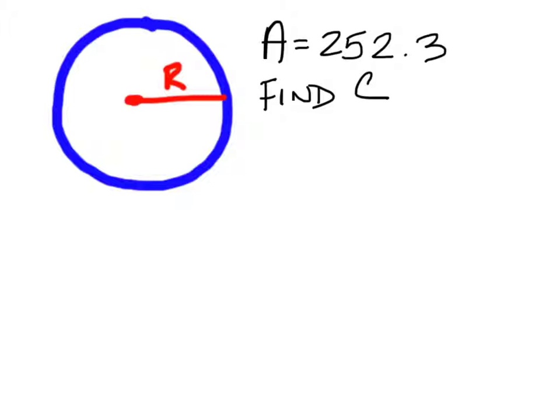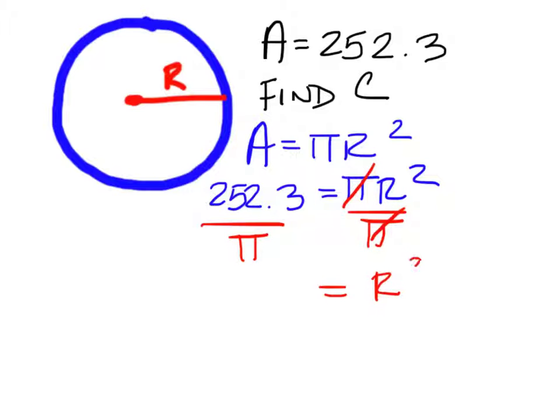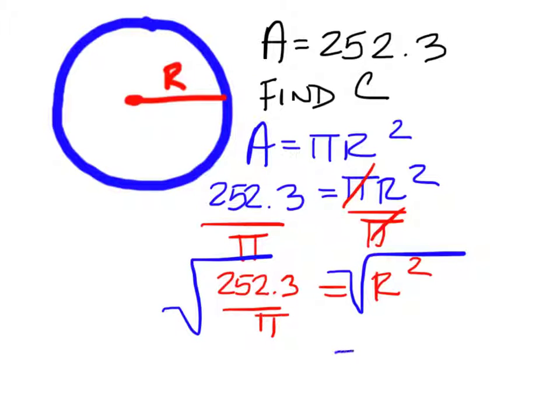So area is A equals pi r squared, and plug in 252.3 for the area, and then keep equals to pi r squared. Divide both sides by pi, and that cancels the pi's on the right. You're left with r squared, and then 252.3 over pi on the left. You'll need the square root of both sides to get r, and we're just going to leave this the way it is here on the right.